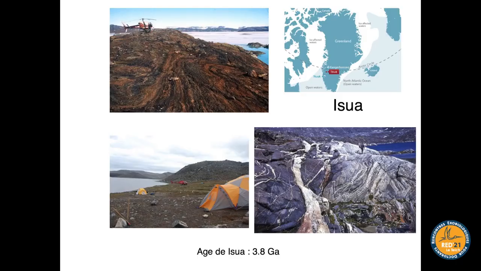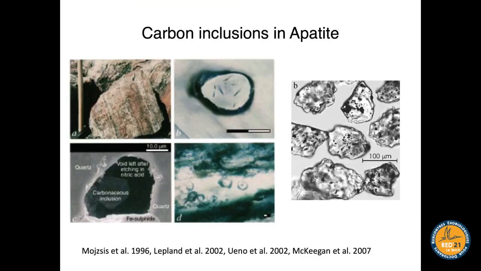So what are the other oldest traces of life? One of the less disputable comes from Isua, in the south of Greenland. It's a very remote place with a very well preserved greenstone belt, with a lot of volcanic and sedimentary rocks from the Archean, all dating from 3.8 billion years. In these rocks, they have found carbon inclusions in apatite. Apatite is a phosphate mineral.